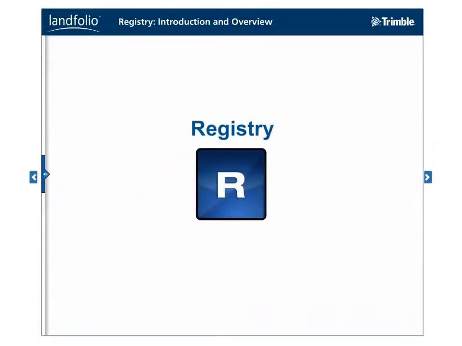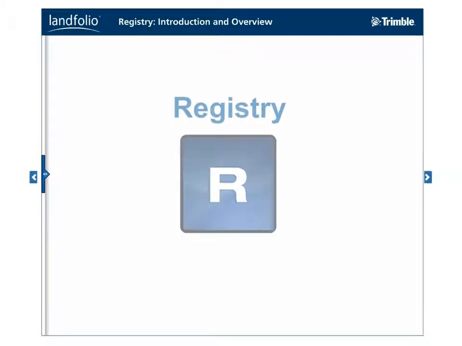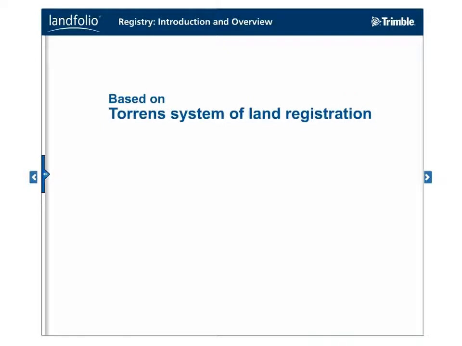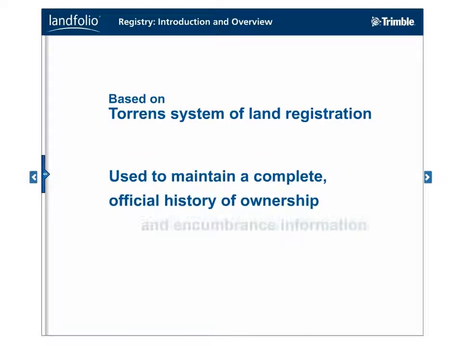The registry application is used to maintain registers of land ownership information. It is based on the Torrens system of land registration and enables you to maintain a complete official history of ownership and encumbrance information for all parcels in the 3 different parts typically found in a Torrens land register.